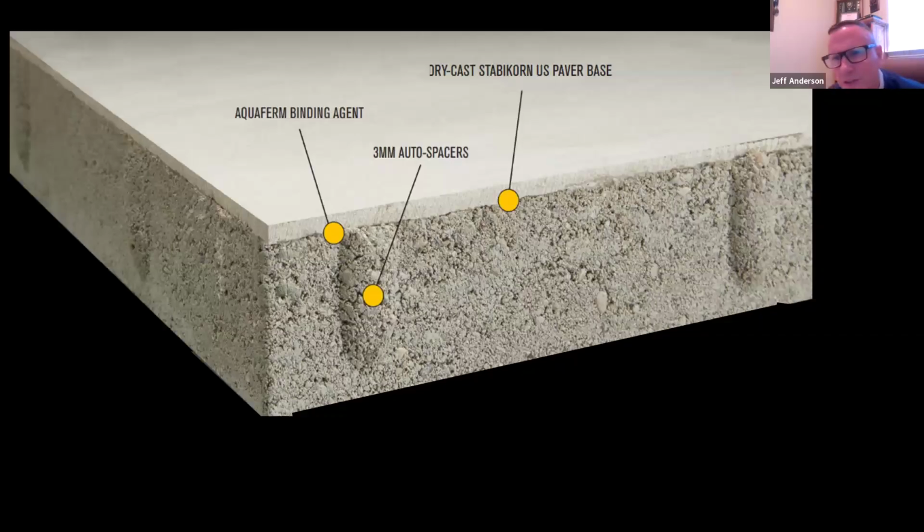So as you see here, this is the way it looks from our plant. The bottom part of this is called the stable corn, and then there's an aquaformer binding agent that bonds the porcelain to the concrete. And it also has a 3mm auto spacer bar like you would see on a regular concrete paver. So you would install this just like you would a concrete paver.